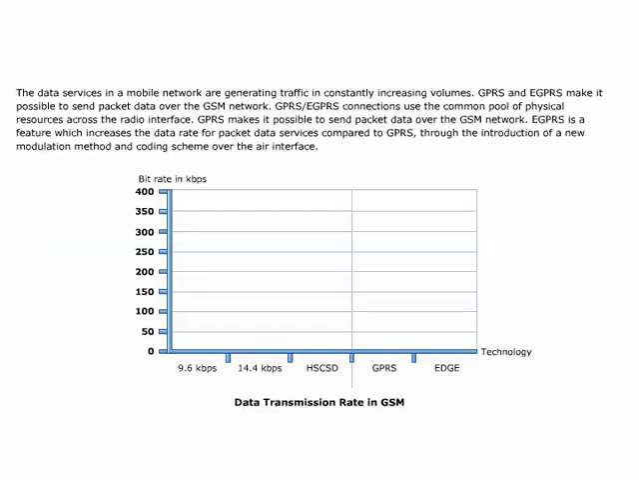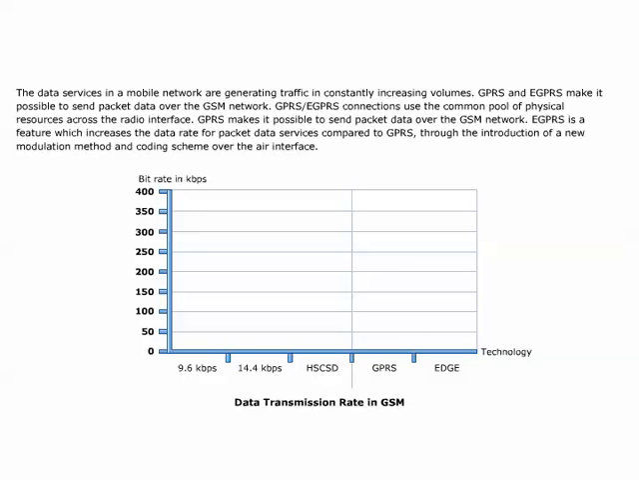The data services in a mobile network are generating traffic in constantly increasing volumes. GPRS and enhanced GPRS, eGPRS, make it possible to send packet data over the GSM network. GPRS, eGPRS connections use the common pool of physical resources across the radio interface.